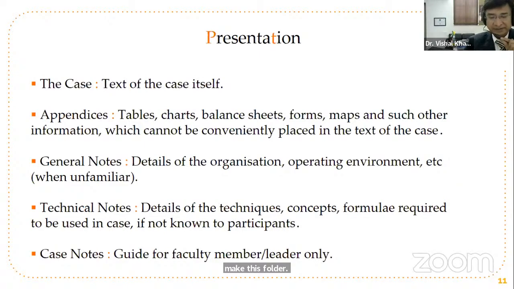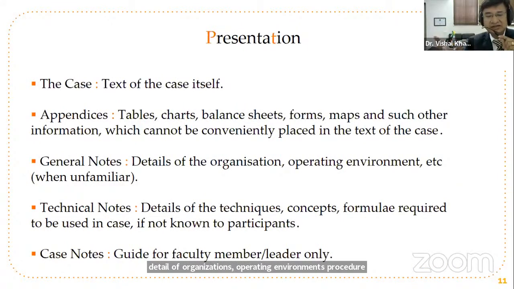Journal notes are important. Journal notes talk about the details of the organization, operating environment, procedures, financial status, financial information, etc. With the help of journal notes, a participant is made aware of the general environment which is present in the situation.